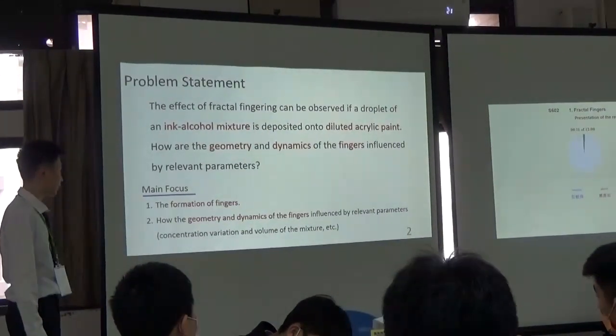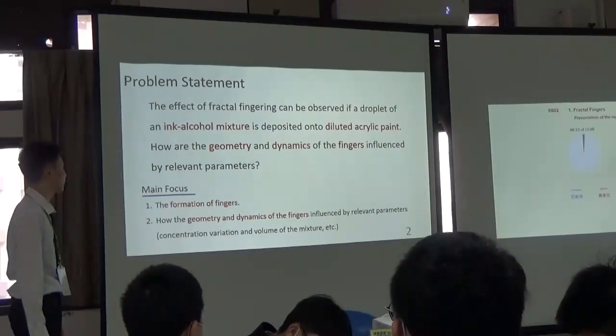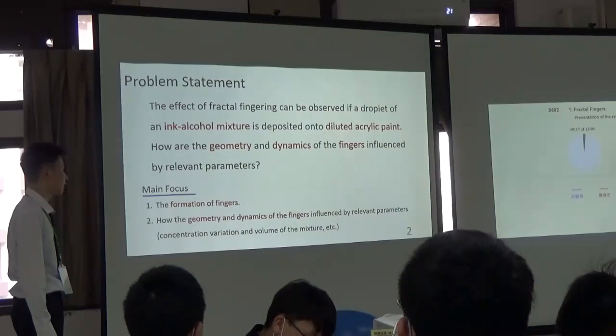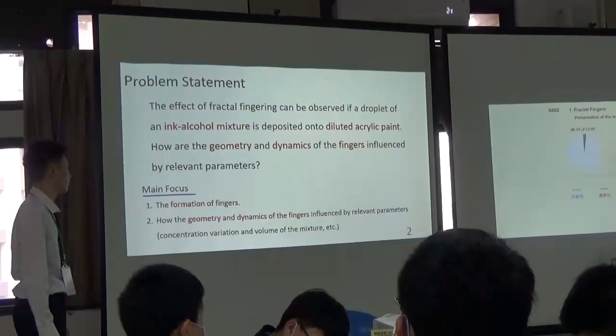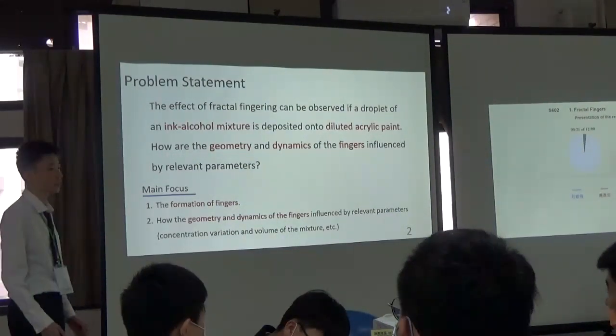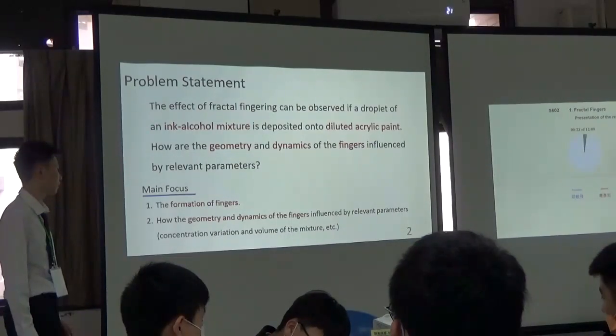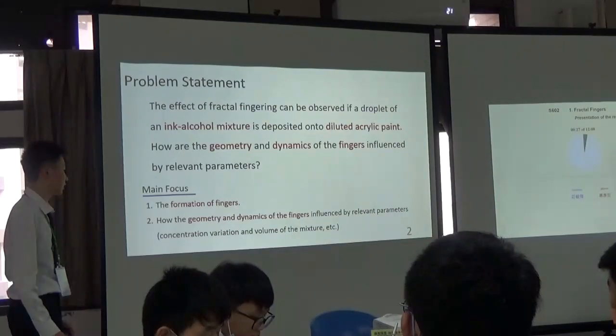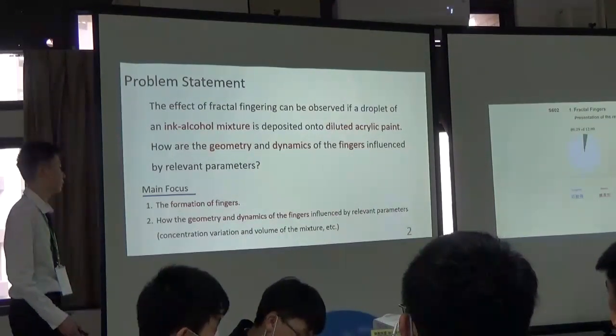Here is the problem statement. The effect of fractal fingering can be observed if a droplet of an ink alcohol mixture is deposited onto a diluted acrylic paint. How the geometry and dynamics of the fingers are influenced by relevant parameters. I will mainly focus on the formation of fingers and how the geometry and dynamics of the fingers are influenced by relevant parameters, such as the initial concentration variation and the volume of the mixture.